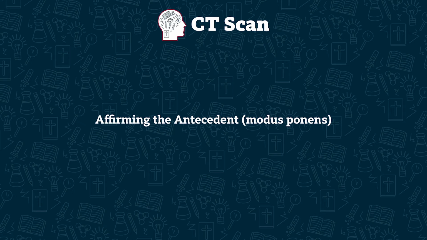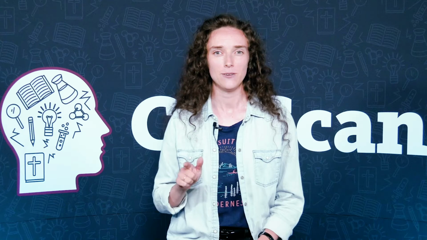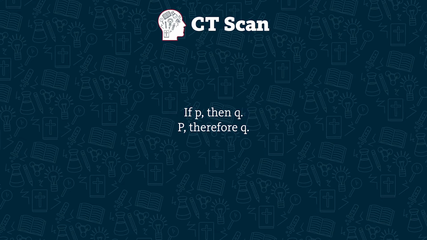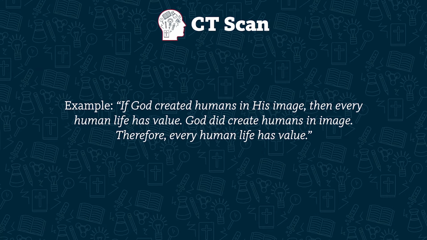The first is called affirming the antecedent, or modus ponens if you want to be Latin about it. You make this type of argument whenever you prove a consequent is true by showing its antecedent is true, using the structure if P, then Q. P, therefore Q. For example, if God created humans in His image, then every human life has value. God did create humans in His image, therefore every human life has value. That's a logically valid argument based on the pattern affirming the antecedent.